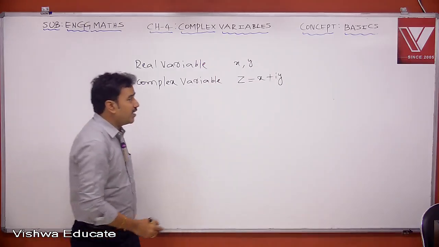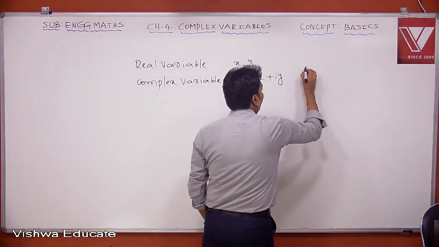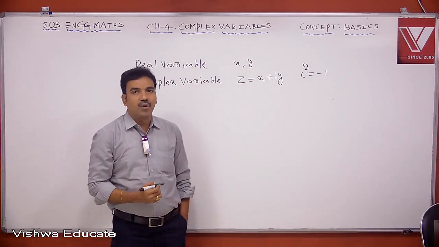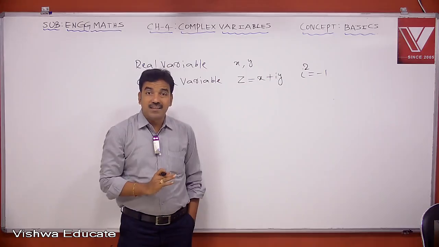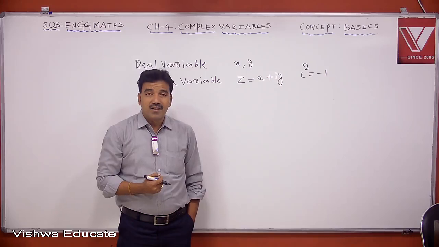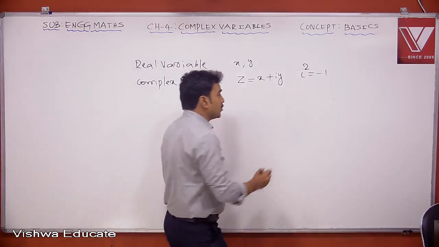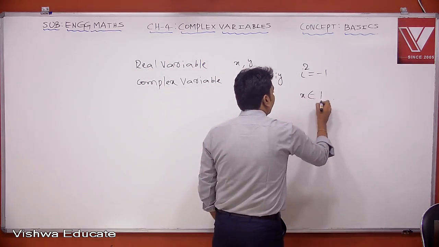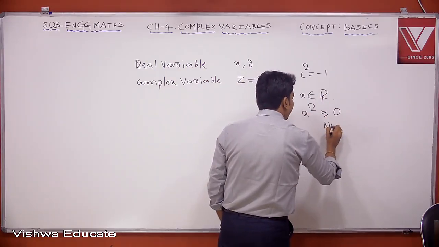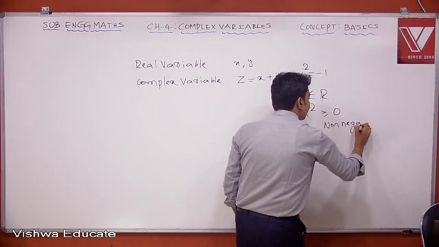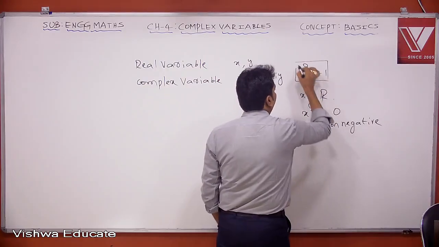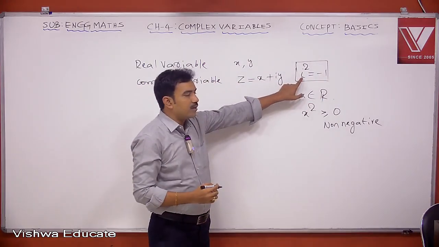Now, what is this i? Here i is nothing but a number whose square is -1. There is no real number whose square is -1. When you square any real number, the value is always greater than or equal to 0. Suppose if x is a real number, then x square is always greater than or equal to 0, that is, this is a non-negative expression. So therefore, in this case, I am writing i square equal to -1. That means this is not a real number.